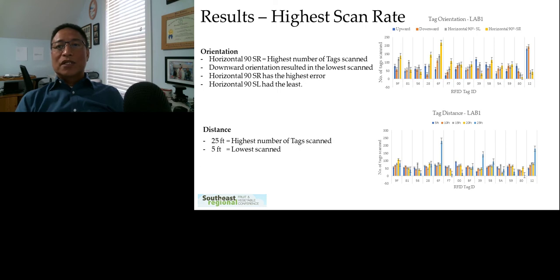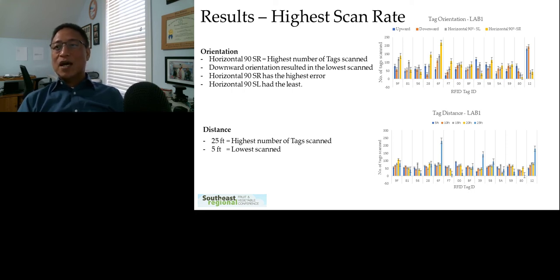So the results in the top figure show the summary of the number of tags scanned by orientation. The horizontal 90 degrees SR has the highest number of tags scanned, while upward orientation is showing the least number of tags scanned. Downward orientation is showing the longest error bar, while the horizontal 90 degrees sideways right has the shortest error bar. The figure below shows the summary of the number of tags scanned by distance.